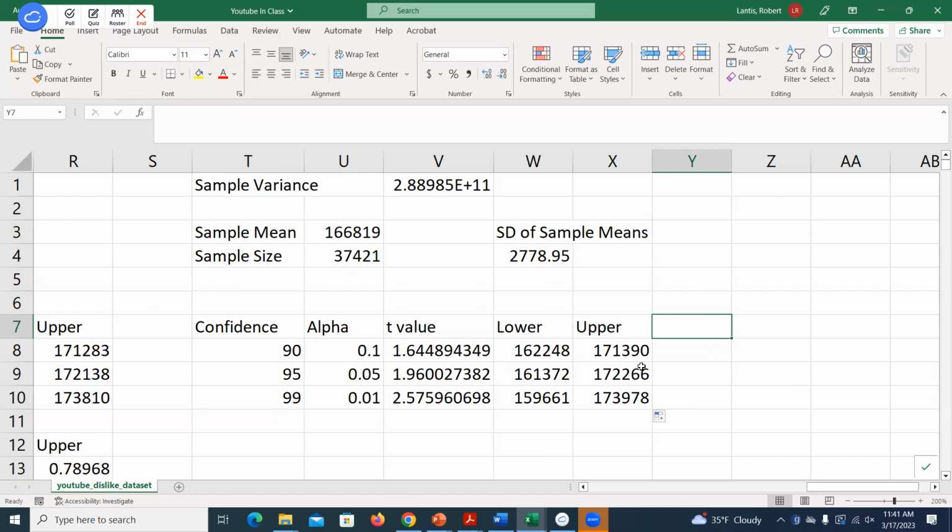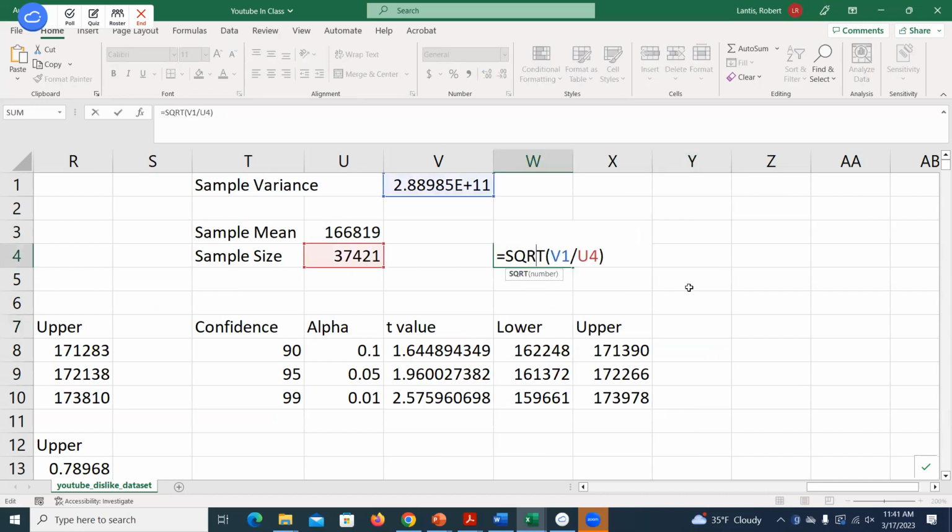Any questions on that? Want to see a cell again? Yeah, I see the SPS sample needs. Yeah, so all we're doing there is just taking the square root of wherever our sample variance is, divided by our sample size. Yep.